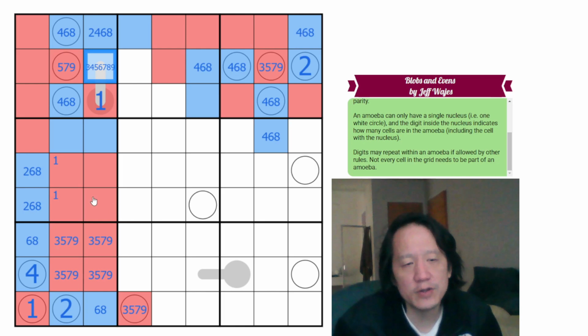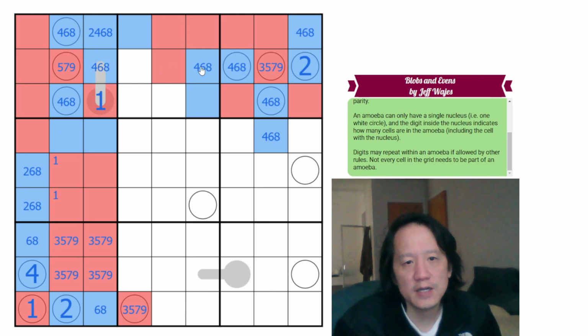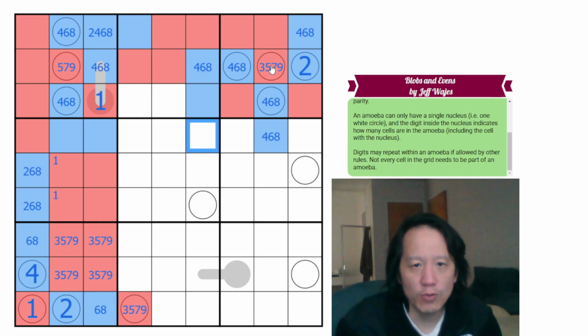So this cannot be 3, 5, 7, or 9. It's 4, 6, or 8. And we have 4 evens now in row 2. So this must be odd. Wow, so this is 1, 2, 3, 4, 5, 6, 7, at least. At least 7. So this is not 3 or 5. This is 7 or 9.